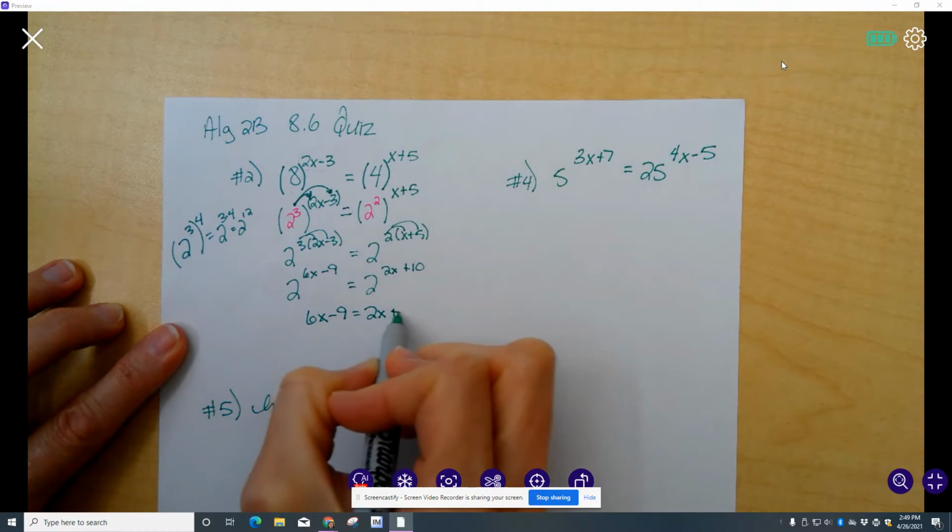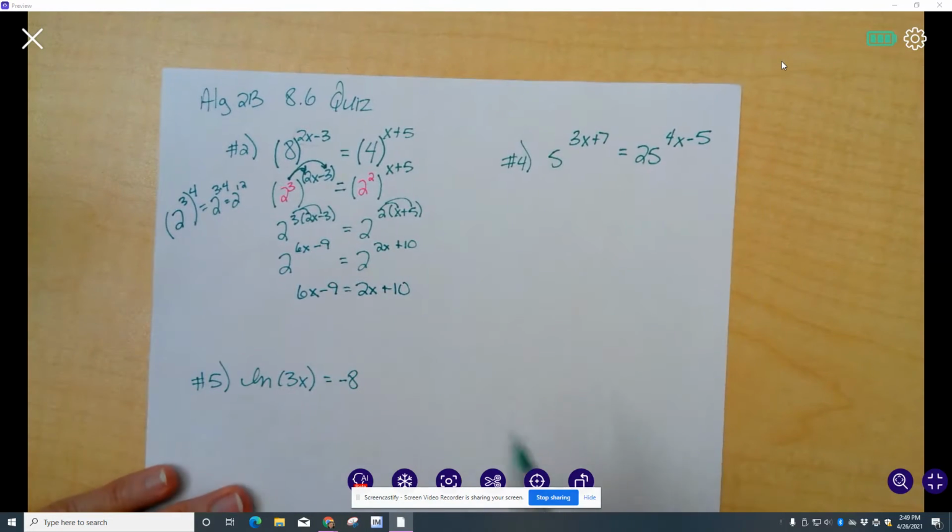I like these problems. I think they're fun. You probably don't think they're fun yet, but you might.